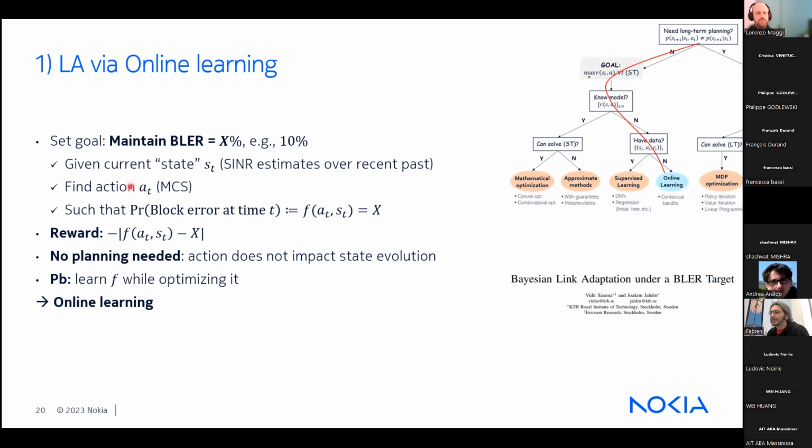But what is important to see is that your action is not influencing your state evolution. So the SNR will not depend on the MCS you have chosen. The SNR depends solely on your position and the channel conditions. So effectively, this is an online learning problem.